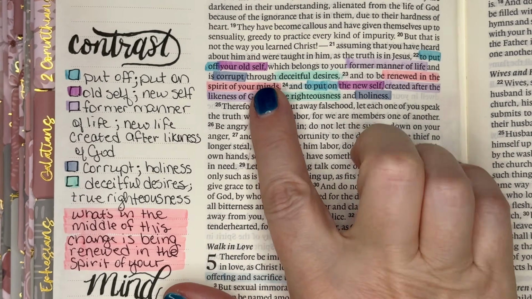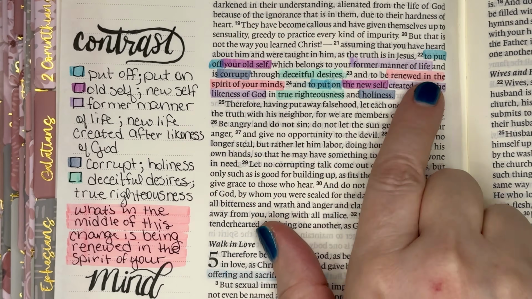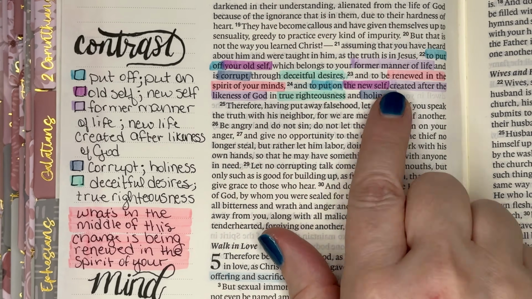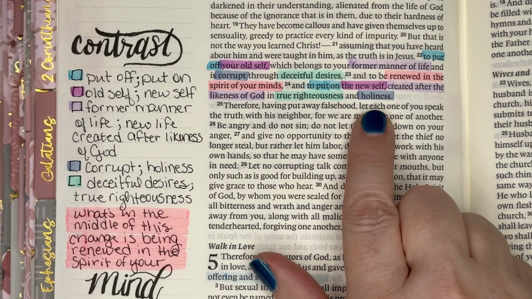Let's take a look. It says, put off your old self, which is corrupt through deceitful desires, and be renewed in the spirit of your mind, and put on the new self, created after the likeness of God in true righteousness and holiness. Right away, friends, we see this rhythm. We see this put off, be renewed, put on, showing us this drastic before and after picture. So let's dive a little bit deeper into this.